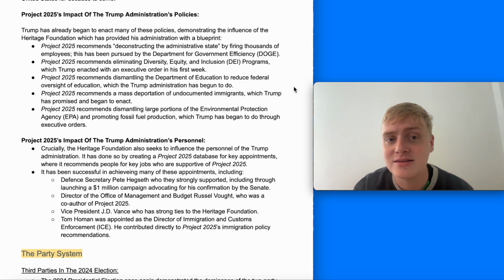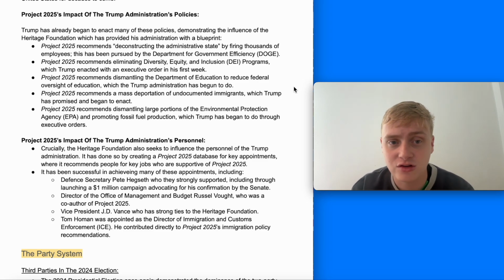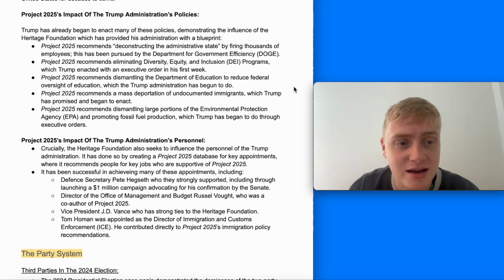It recommended eliminating DEI programs, which Trump did through an executive order in his first week. It recommends dismantling the Department of Education to reduce federal oversight of education, which the Trump administration has begun to do and signaled its intention to do so. It recommended the mass deportation of undocumented immigrants, which Trump has promised and began to act, and it recommended the dismantling of large portions of the Environmental Protection Agency and promotion of fossil fuel production, which Trump has begun to do through executive orders, and kind of effectively saying drill, baby, drill is quite a key mantra he was using in his first term, but also now in his second term.